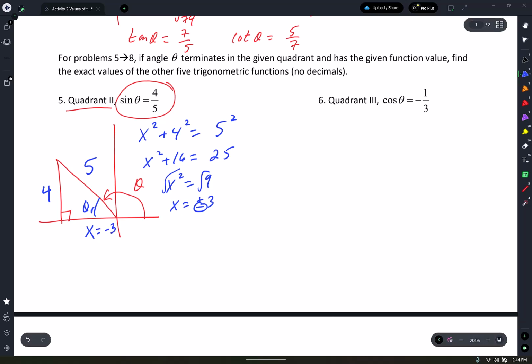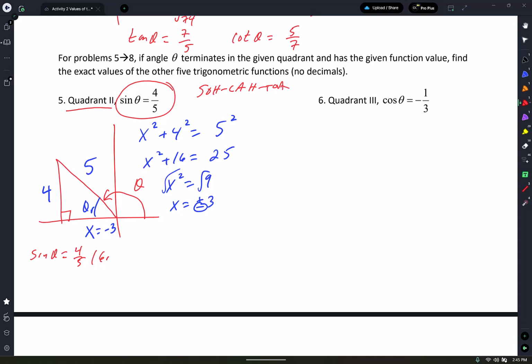All right, we're ready. SOHCAHTOA. I guess the sine's given. Sine theta equals 4/5. Given. And this thing wobbles too much, this desk here. Cosine theta equals adjacent over hypotenuse, negative 3/5. Tangent theta equals opposite over adjacent, so negative 4/3. I don't usually do tangent first and then cotangent.